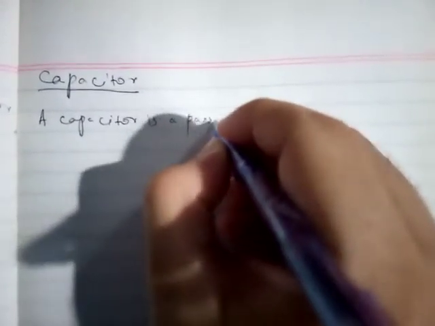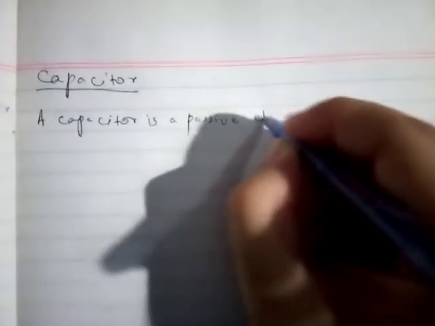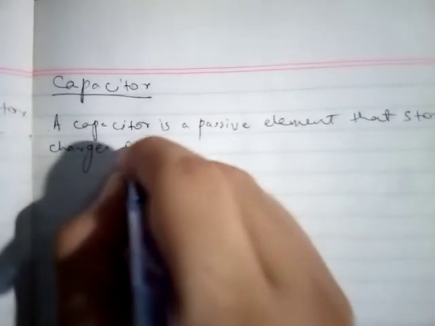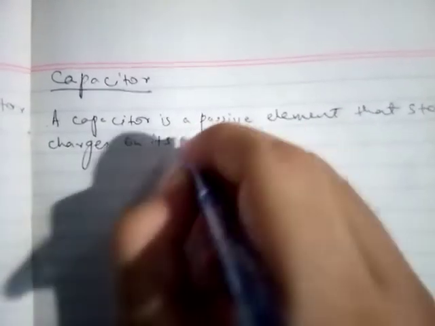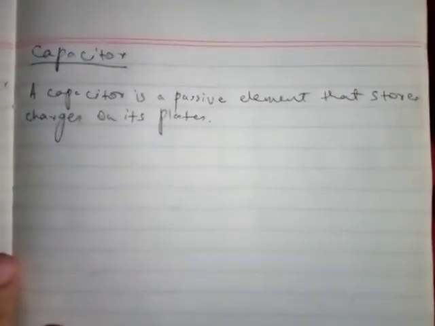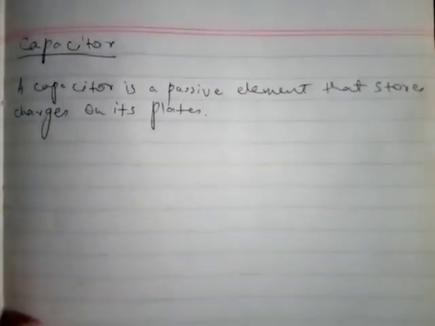A capacitor is a passive element that stores charges on its plates. Capacitor is a passive element.